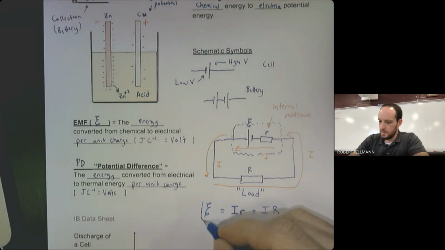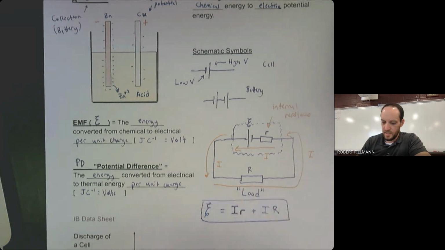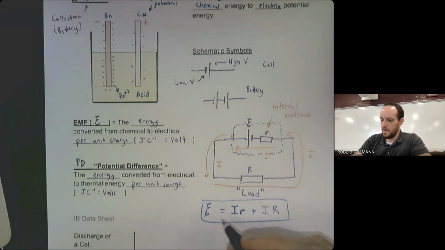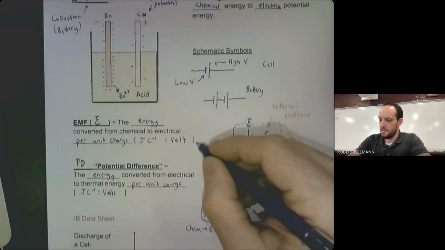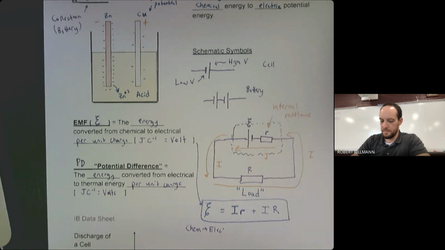So this is an expression of energy conservation. If we're looking at what's happening here, we're essentially looking at the left side of the equation, and we're thinking, okay, chemical energy is getting converted into electrical energy. That's what's happening here with the EMF. So that's the EMF side of the equation.